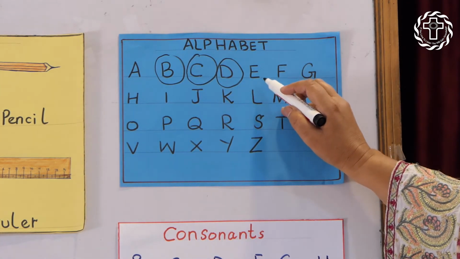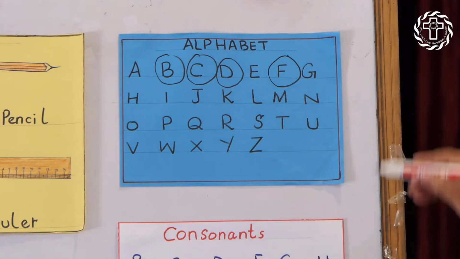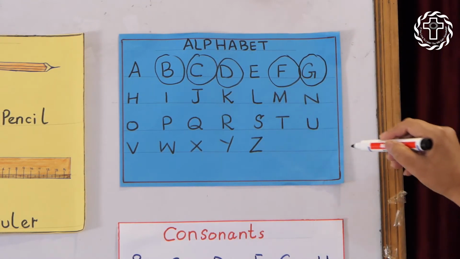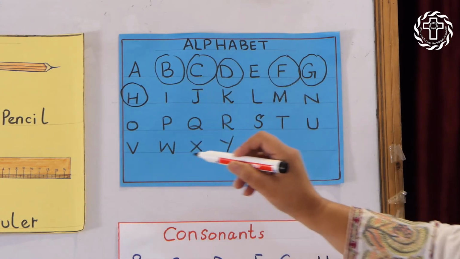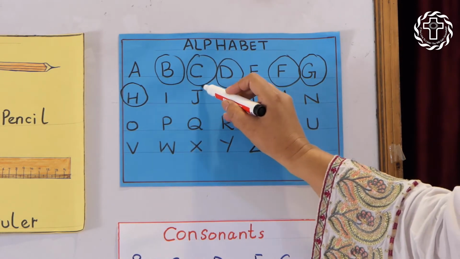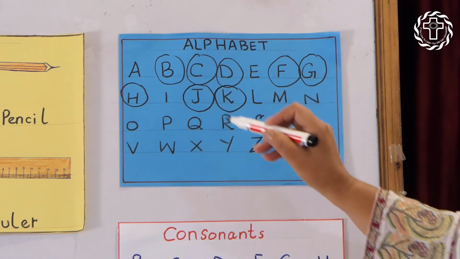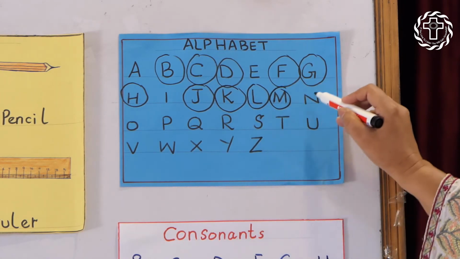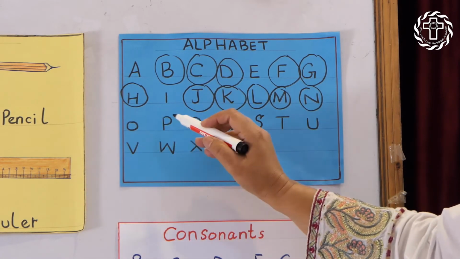And E is not a consonant letter. F is a consonant letter. And then G is also a consonant letter. H is also a consonant letter. I is not a consonant. J is also a consonant. K is also a consonant. L, then M, N. O is not a consonant.